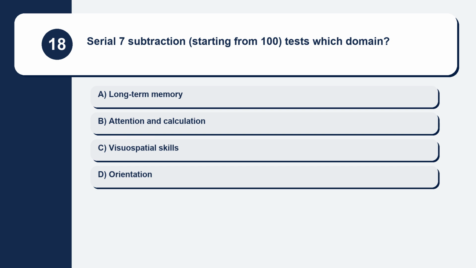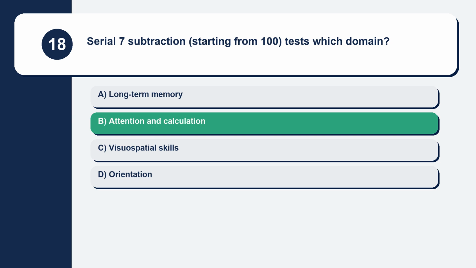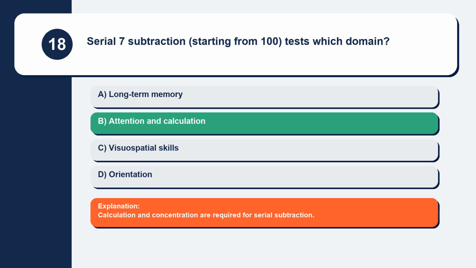Question 18. Serial 7 subtraction, starting from 100, tests which domain? Long-term memory. Attention and calculation. Visuospatial skills. Orientation. Calculation and concentration are required for serial subtraction.